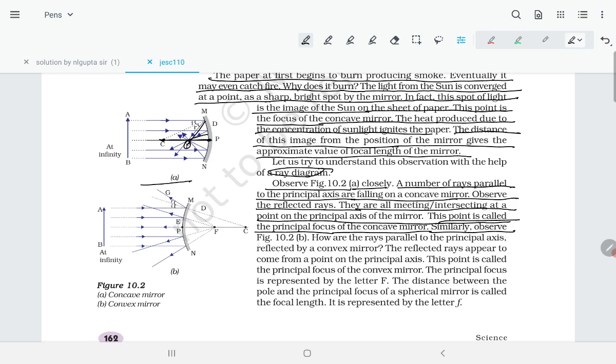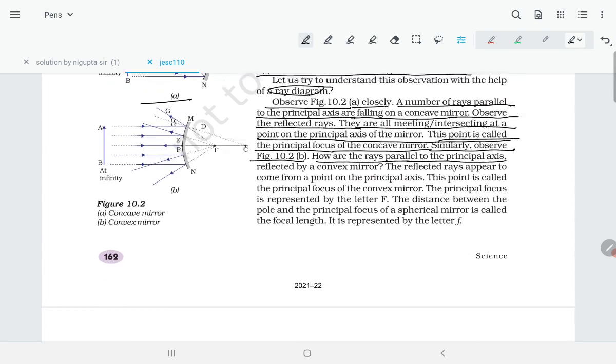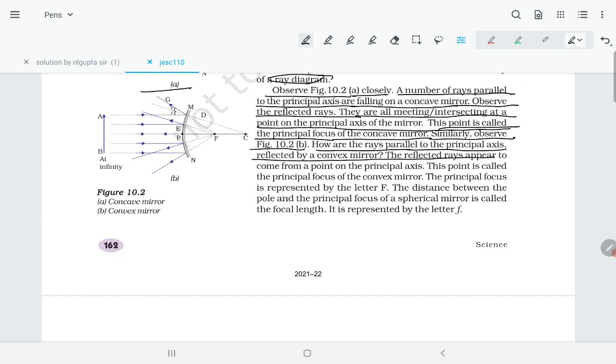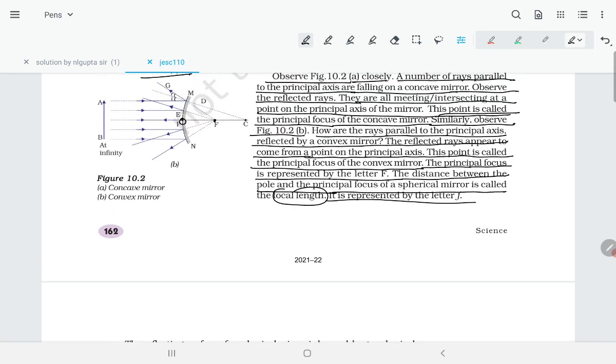So this is F, the principal focus. Similarly, observe figure 10.2b. How are the rays parallel to the principal axis reflected by the convex mirror? The reflected rays appear to come from a point on the principal axis. This point is called the principal focus of the convex mirror. The principal focus is represented by the letter F. The distance between the pole and the principal focus of the spherical mirror is called the focal length. So this is the pole and this is F, the focal length. It is represented by the letter f.